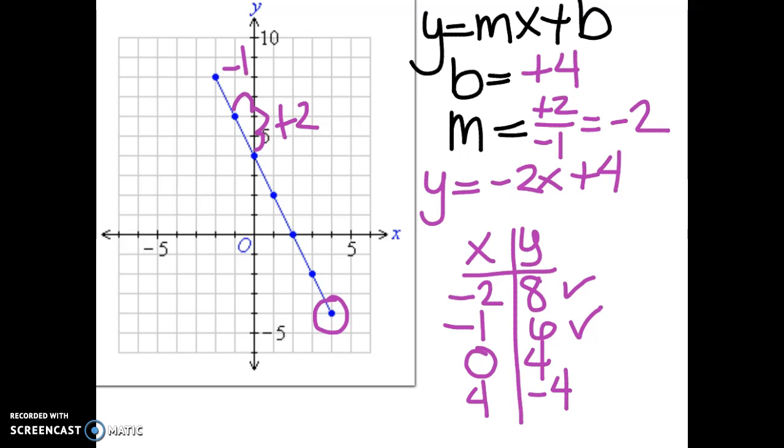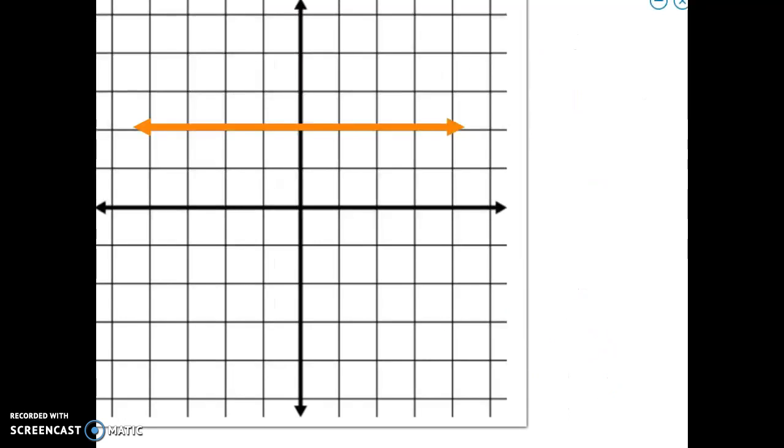-2 times 0 is 0. Plus 4 is +4. Last one. -2 times +4 is -8. -8 plus 4 is -4. I did this correctly.